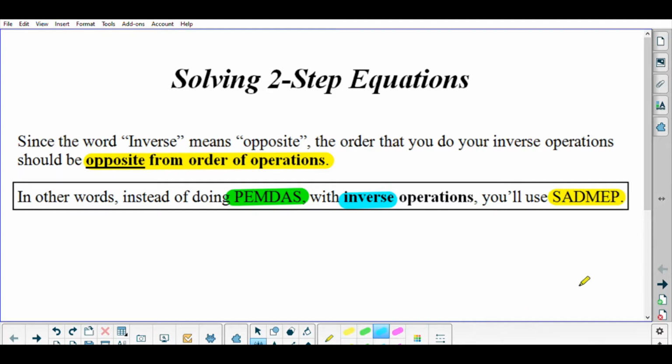And so instead of using PEMDAS, you will use the reverse of that, which I know humorously would be called SADMEP. What that means is that the first inverse operation that you will do will be subtracting or adding by something, and the second inverse operation you will do will be dividing or multiplying by something. There are no exponents or parentheses on any of the problems today, so that's kind of nice. We will eventually get some problems with parentheses later in this chapter, and then we'll look at exponents at a later time. But that's how this is going to work.